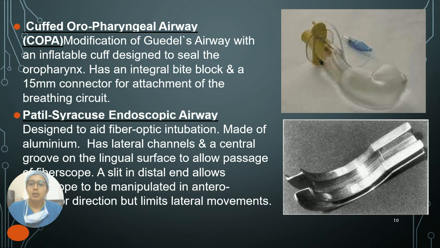Then Patil-Syracuse endoscopic airway. It is designed to aid fiber optic intubation. Made of aluminium, it has lateral channels and a central groove on the lingual side to allow passage of the fibroscope. A slit in the distal end allows the endoscope to be manipulated in the anterior-posterior direction but limits lateral movements.